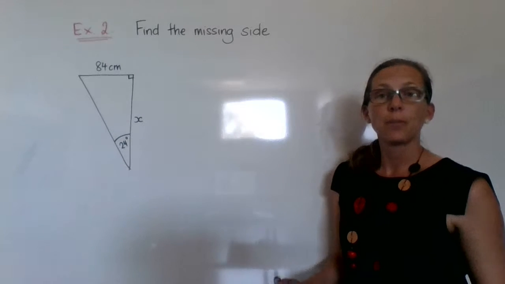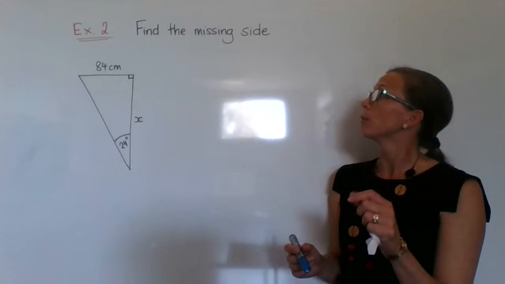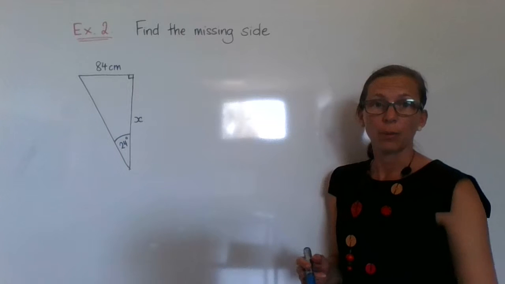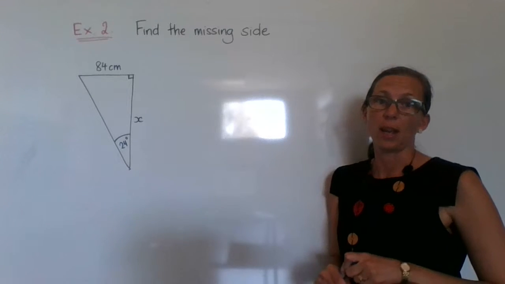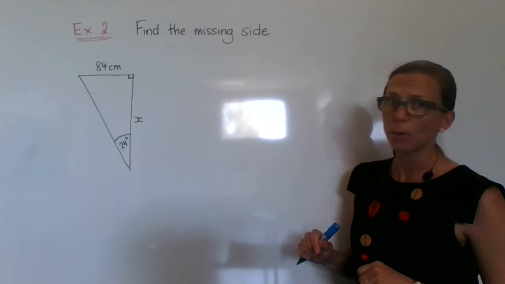Hi guys. So I thought I'd do a little bit of tricks and videos for you. We're going to start with finding the missing side in a labelled triangle. So here we've got a triangle.